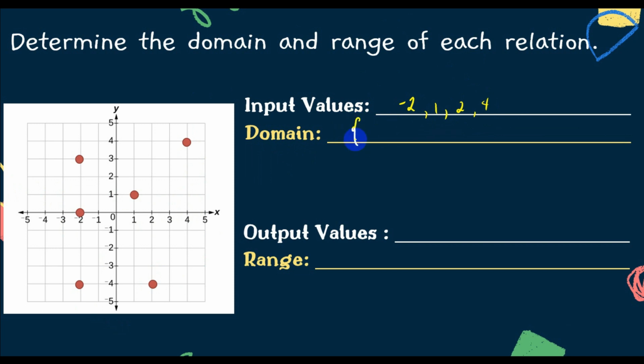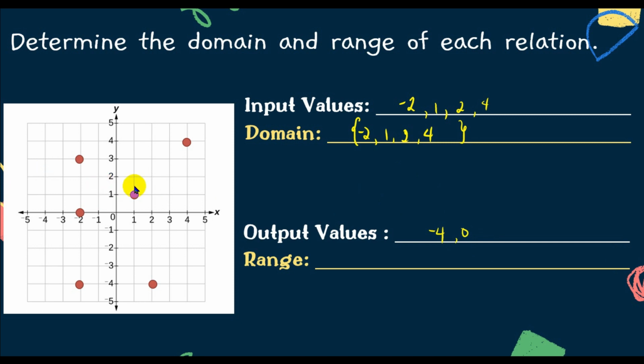Then for the domain, write it in braces, starting with the least value up to the greatest value. Negative 2, 1, 2, and 4. Another, for the output values, now we're going to look at our y-axis. So starting from the least, we have here negative 4. There are two points at negative 4, but still, we have to write our output value one time only, negative 4. Next, we have here 0.